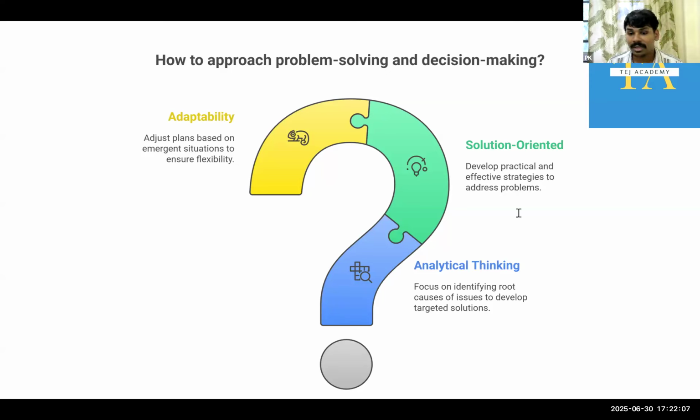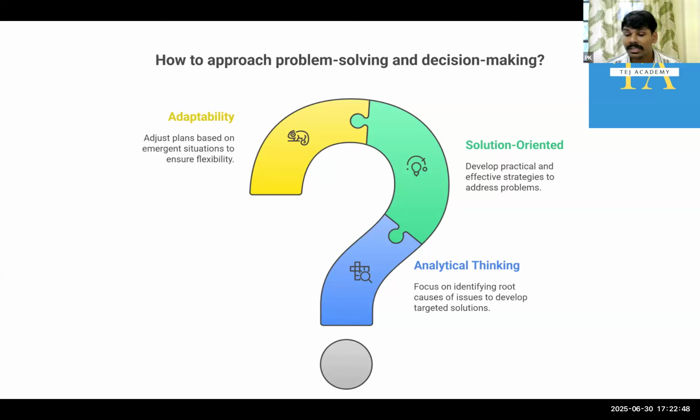Okay, then solution oriented. When you're giving suggestions, when you're taking a decision to solve a particular problem, you have to develop practical and effective strategies to address the problem. Being more idealistic or flamboyant in trying to address these problems is not going to help. The solutions need to be pragmatic. Pragmatic means something that will work, something more practical that will effectively address the problem at hand. So you should use such strategies while trying to address problems. So you should be solution oriented.